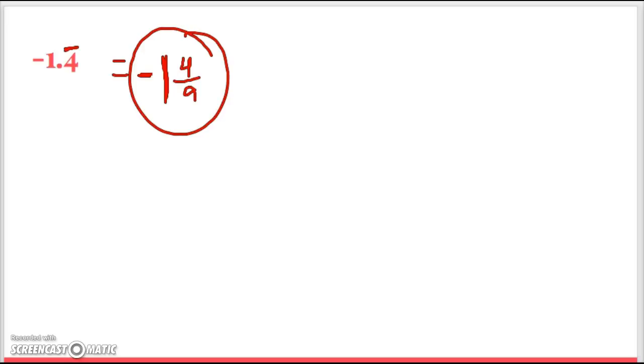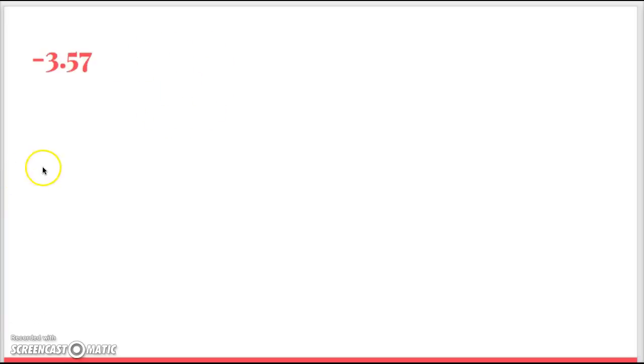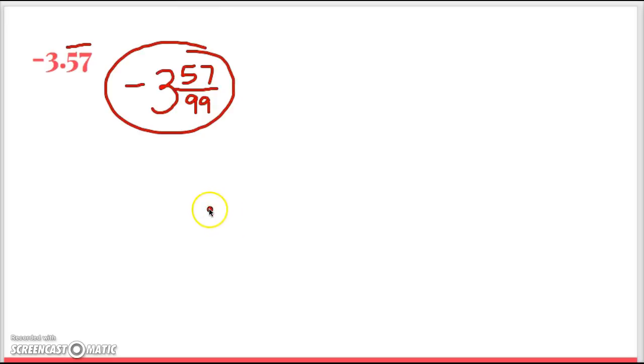The next example we're going to look at is negative 3.57 repeating. So again, we have a whole number out here, so that's going to go out in front of the fraction. The number that's repeating is 57, so that goes as the numerator. And your denominator, since this goes out to the hundredths place value, you take 100 minus 1, and you get 99. So negative 3 and 57/99. So kind of a simple process there.